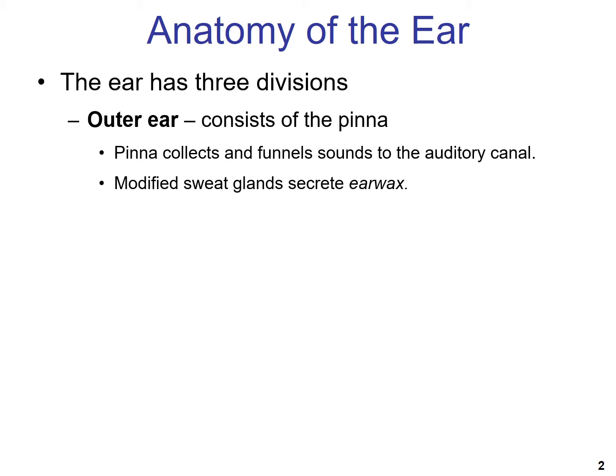In the auditory canal, you've got modified sweat glands that secrete earwax, and the actual purpose of earwax is pretty much to keep insects out. The way earwax keeps insects out is because to them it tastes really bad.